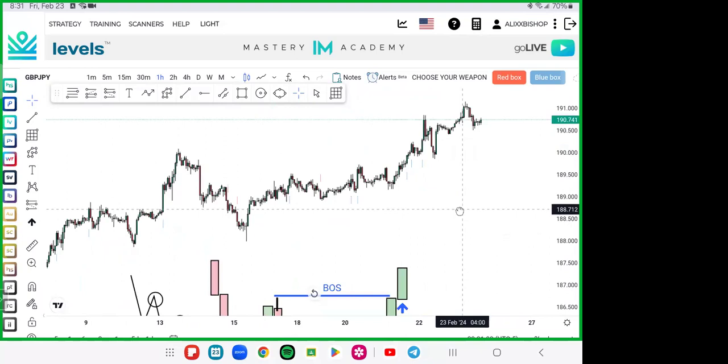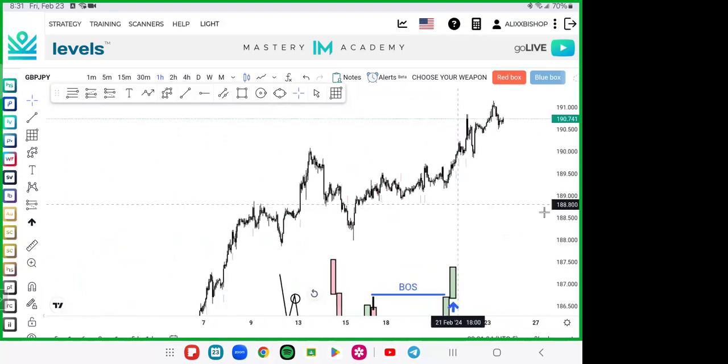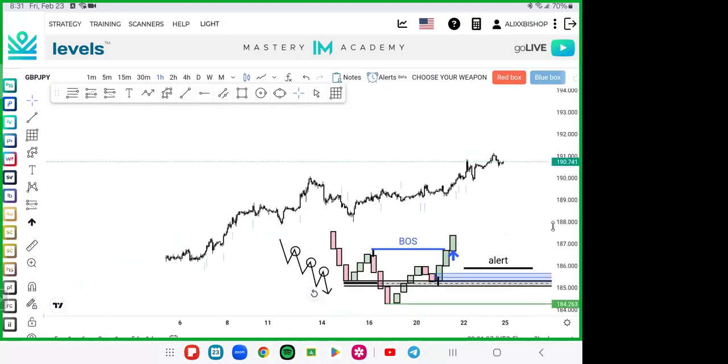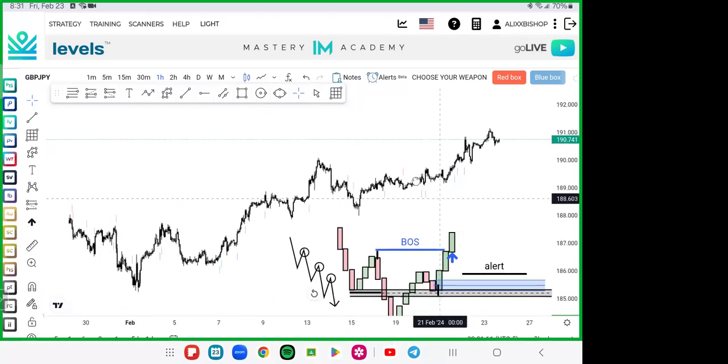My thing is glitching. But we can see GBP JPY has been bullish for a minute. Okay, my tablet's definitely glitching on me.